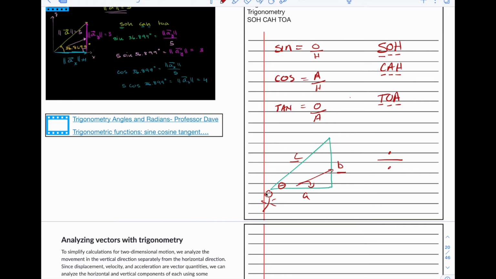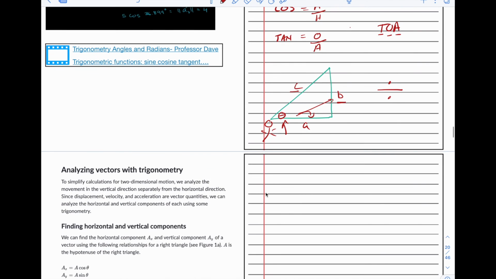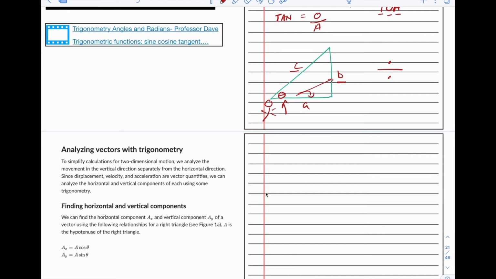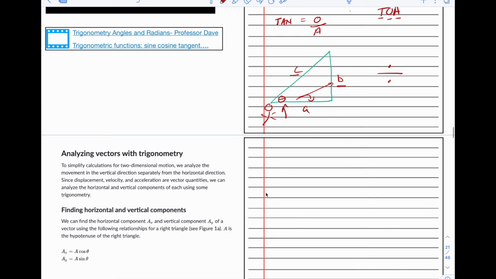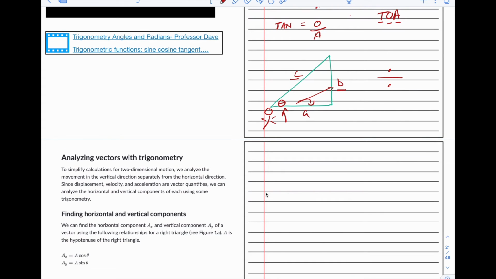Now I said I didn't give you the whole story yet. This theta actually has a value, and that's the part that becomes a little bit challenging. How do you represent that in math when you're trying to do some of the mathematical functions on the calculator? So I'm going to draw the triangle again.